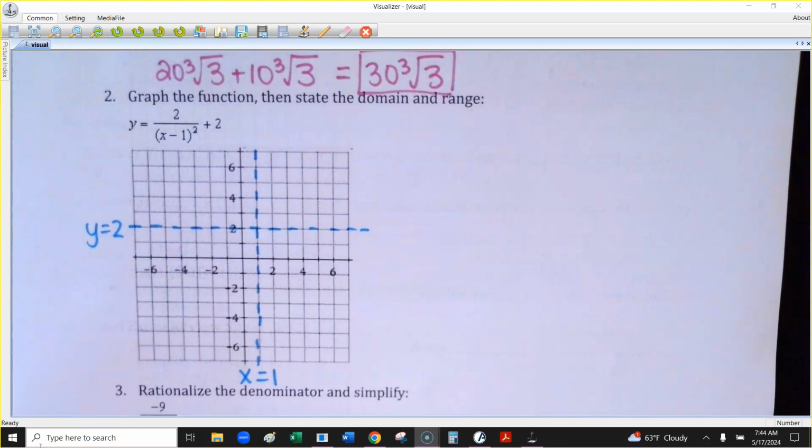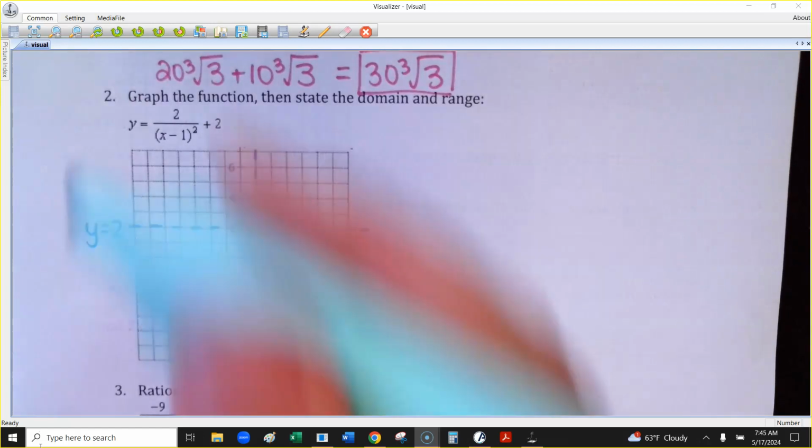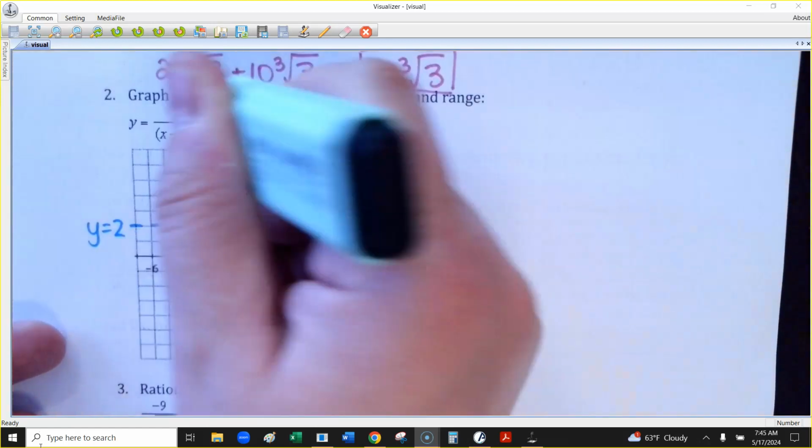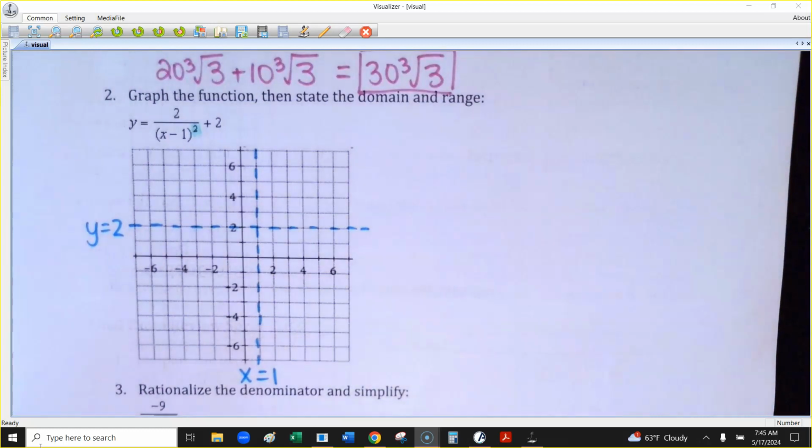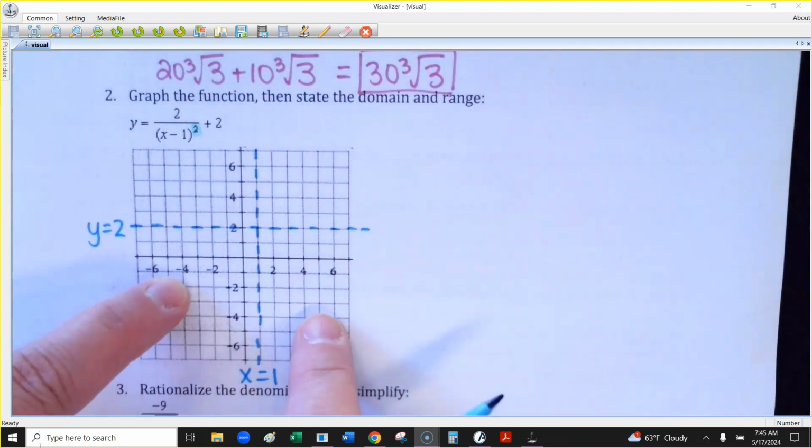It does say we're going to graph this and then state the domain and range. What I want to be really mindful of here is that this is squared. You don't have to FOIL it or anything like that, but you have to remember that if it's squared, both branches are going to go the same direction. They're either both going to go up or both going to go down. How do I know whether both branches should go above those asymptotes or below?